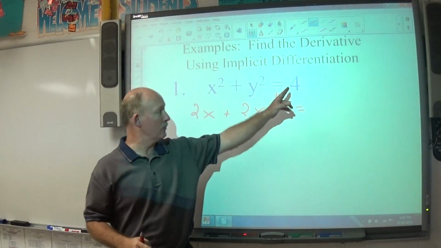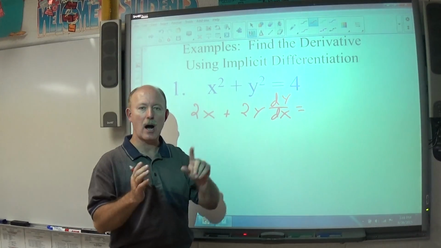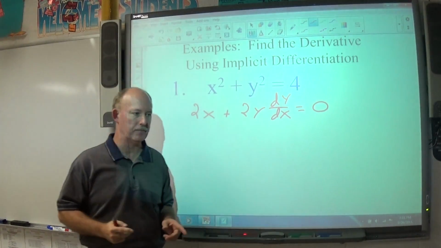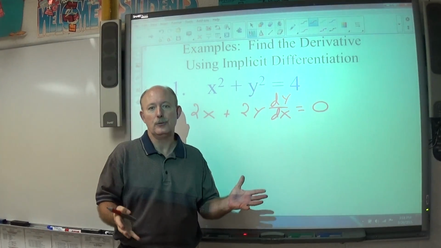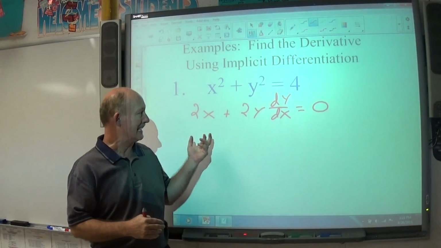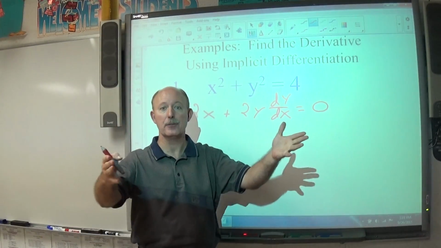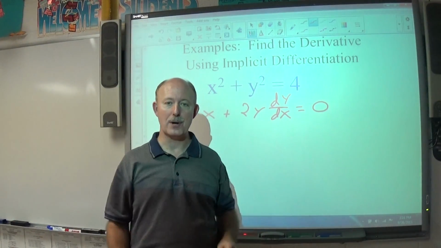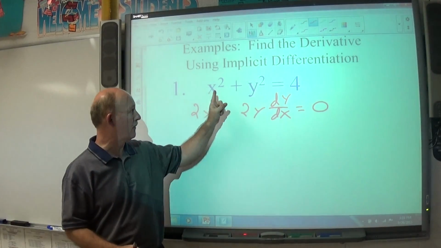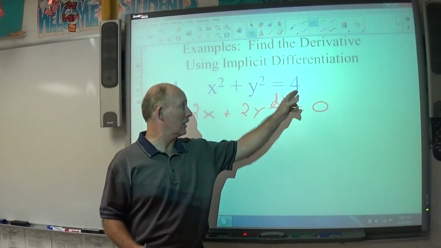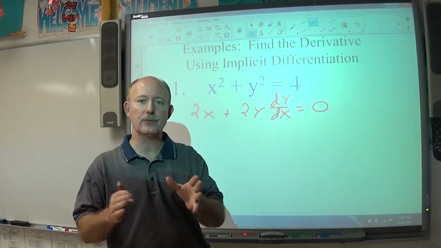Last, we have to remember to take the derivative of the constant. If there's a number on the other side, the derivative of 4 is 0. One of the biggest mistakes my students have made in years past is that they take the derivative of x squared and y squared and forget about the 4. They just tend to want to bring the 4 down. But remember, if you take the derivative of one term, you have to take the derivative of every term in your equation, including the 4. The derivative of a constant is 0.